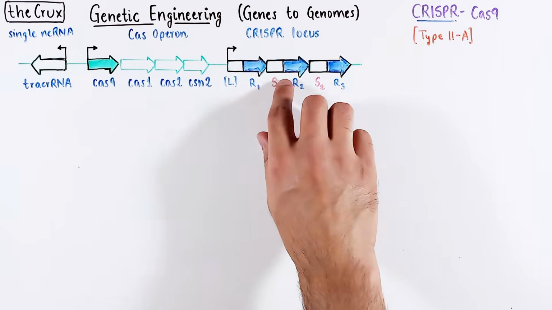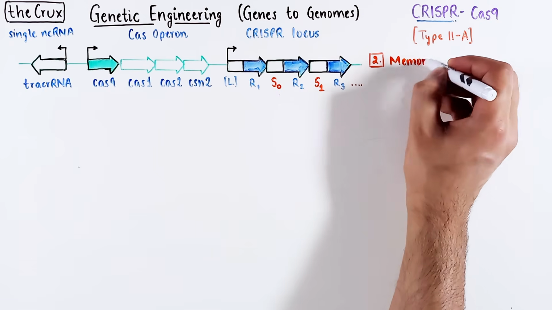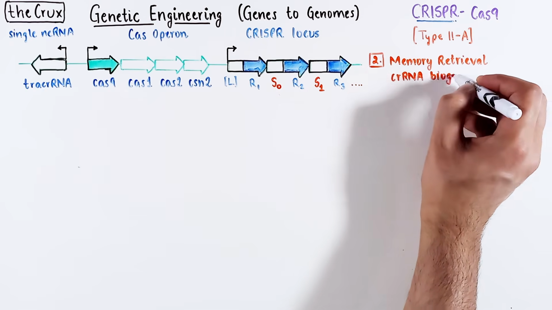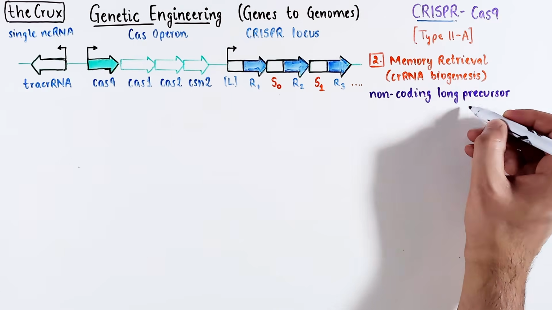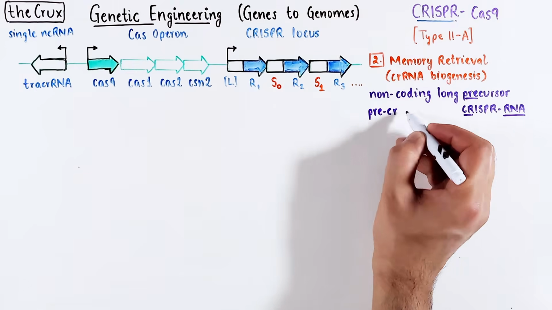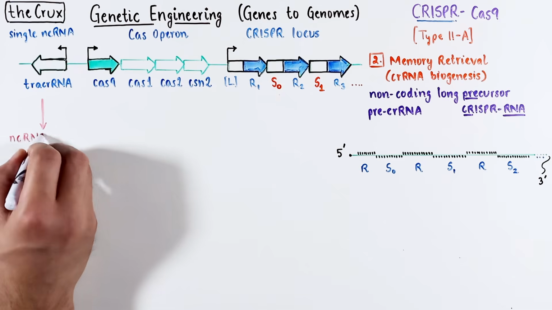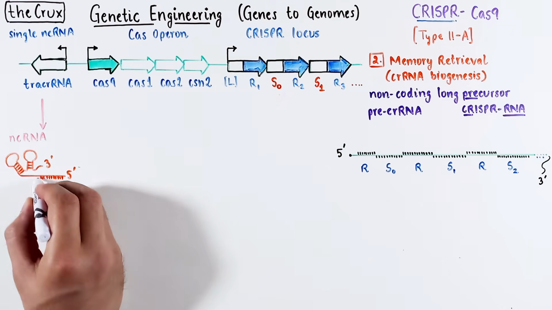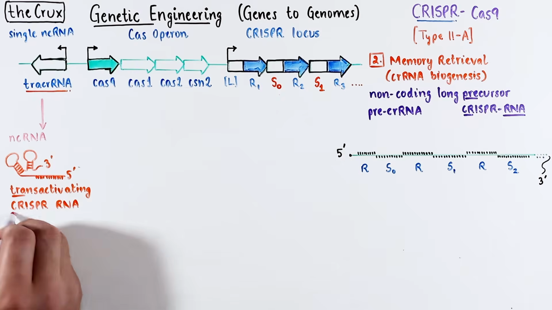Now that we have got a new spacer, the bacteria needs to use this memory. The first step in the retrieval is to make RNA from the CRISPR operon. The entire CRISPR locus is converted into a giant, non-coding precursor CRISPR-RNA. On the other side, the tracer operon is also transcribed to get a complex trans-activating RNA, which we saw in the spacer acquisition as well.